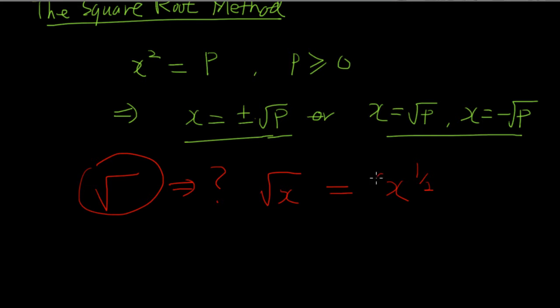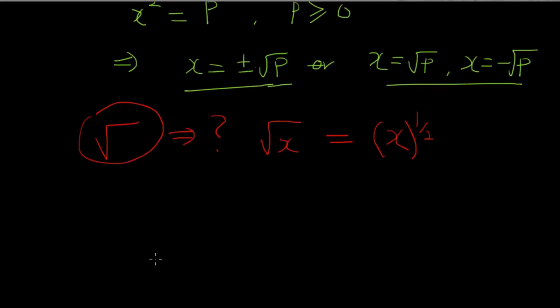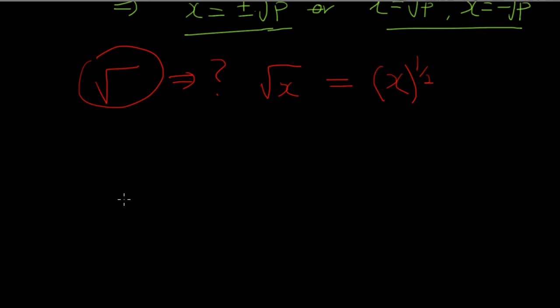Half power. Whatever is inside to the half power. That's what square root means. So square root of x is the same thing as x to the half power. You can write it like that, but you can also write it using the square root, and it looks fancier and nicer in some way, right? So that's all that is. That's square root. So how do we use this to solve a quadratic equation? Let's try a couple of examples.